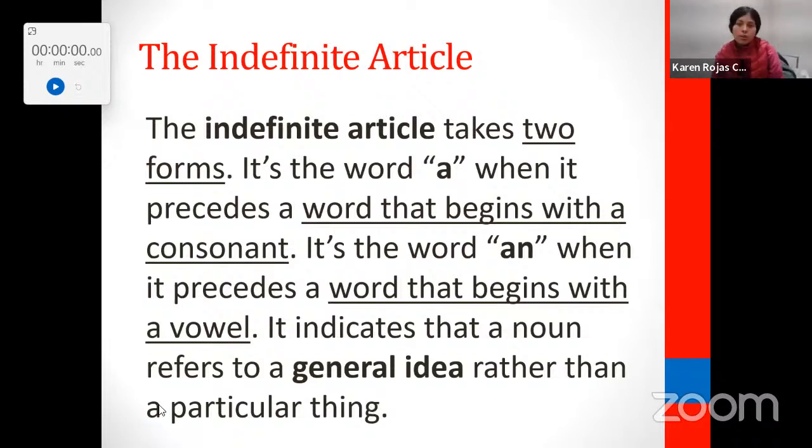The indefinite article takes two forms. It is the word "a" when it precedes a word that begins with a consonant. It's the word "an" when it precedes a word that begins with a vowel. It indicates that a noun refers to a general idea rather than a particular thing.